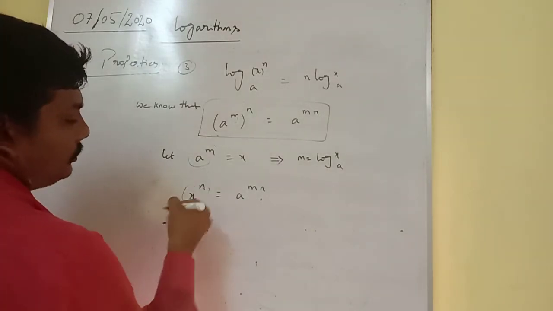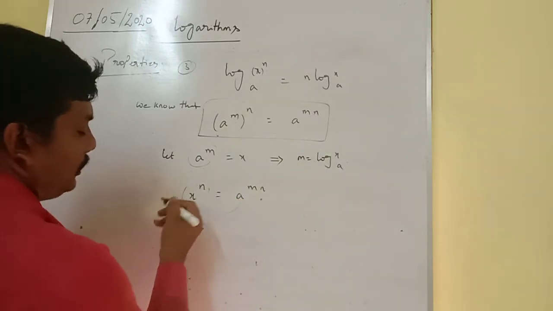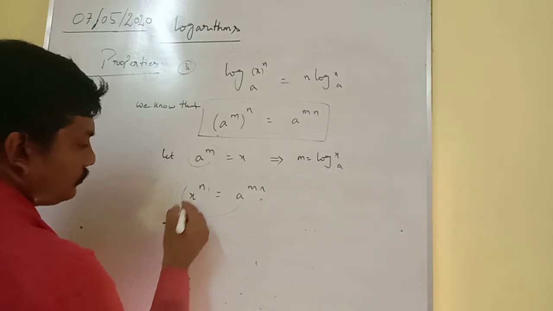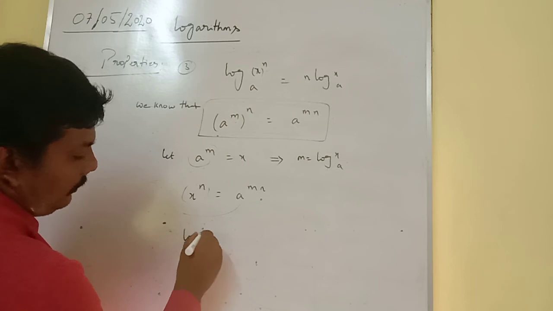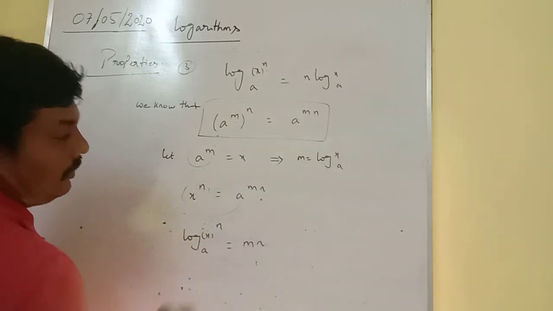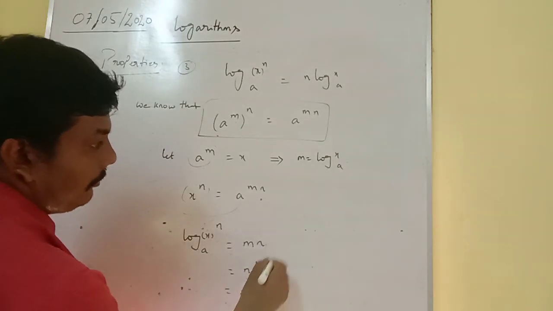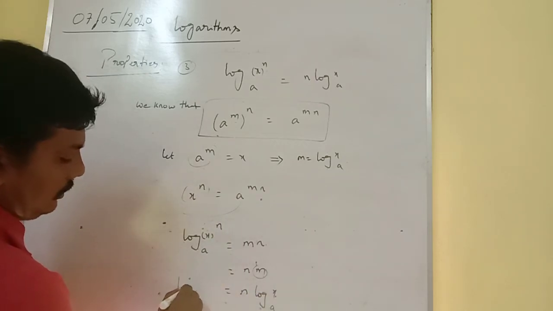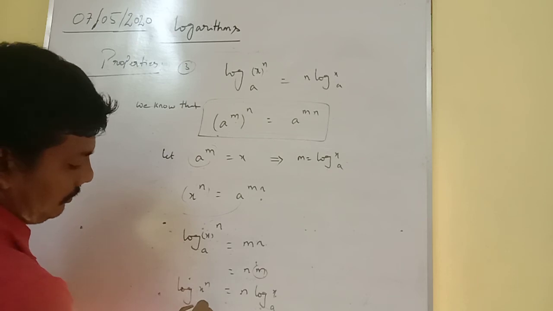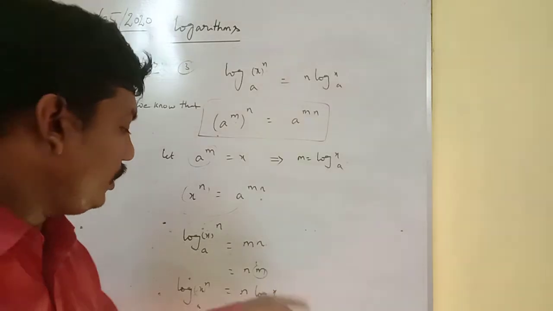So now what happens? This can be written as log x power n to the base a is equal to mn, where mn can be written as n into m, and m can be written as log x to the base a. So log x power n to the base a can be written as n into log x base a.